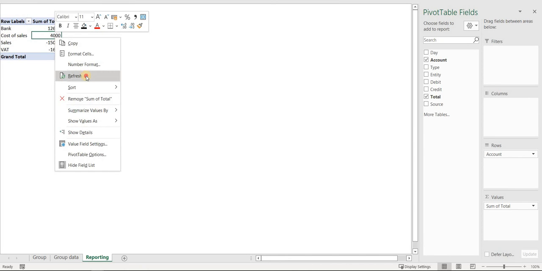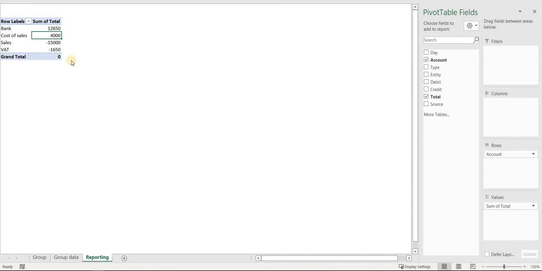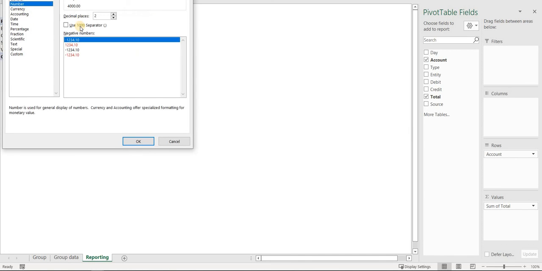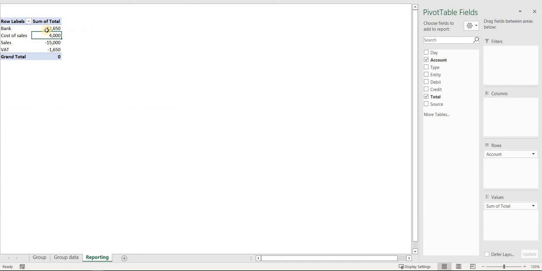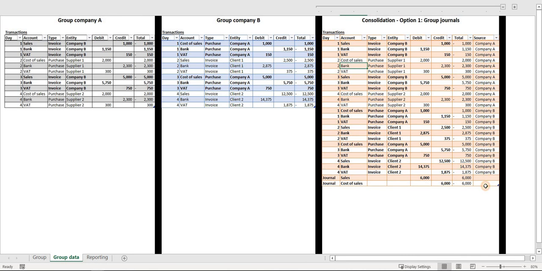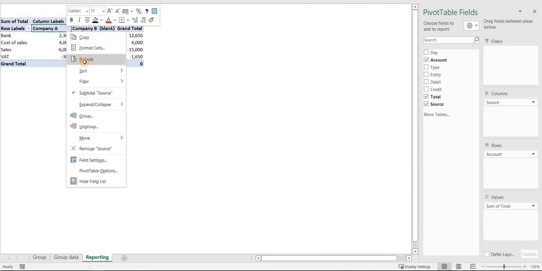This is what happened. Okay, let's just go and change the number format quickly. Make that a number, and let's take away the zeros. That's better. Okay, so that balances to 0 like we expected. And if we go and look at the source, we'll see there's a source that's blank. So blank was obviously not yet identified. So let's just go and identify that as group. Okay, and let's refresh this pivot.